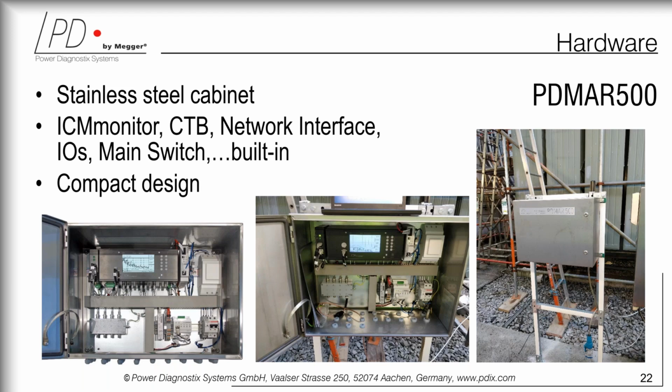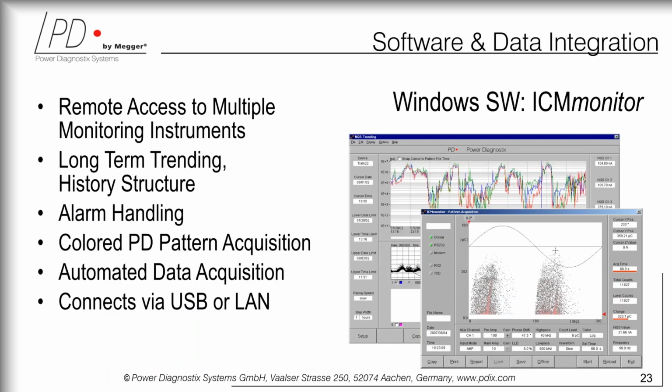It's a compact device, compact install, and of course inside of these stainless steel cabinets, basically a multiplexer can be mounted, a switch can be mounted. All the cabling coming from the transformer comes into these junction boxes and eventually into the ICM monitor. There are other ways to connect to the ICM monitor, which I will show you in a second. But before I get to that, I just wanted to show you a bit about the software and to explain that via remote access, multiple instruments can be viewed with our software.